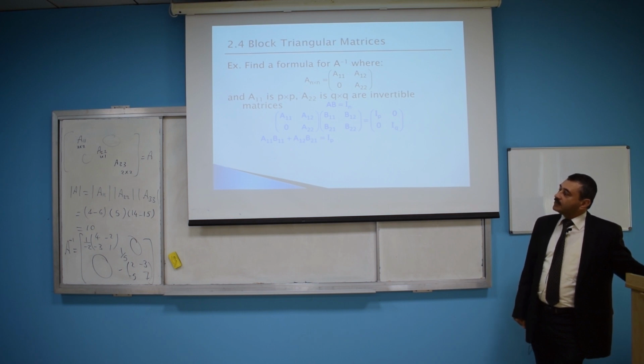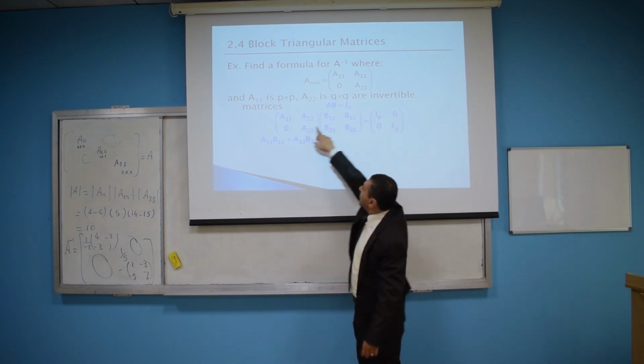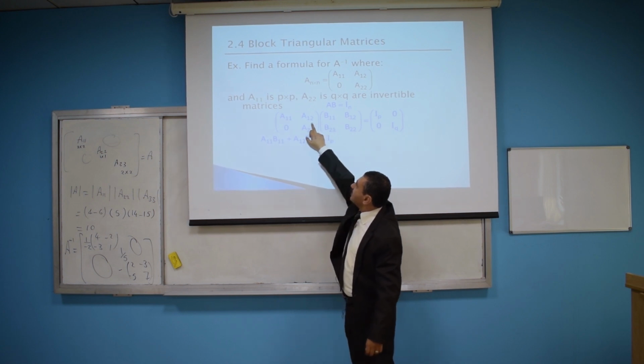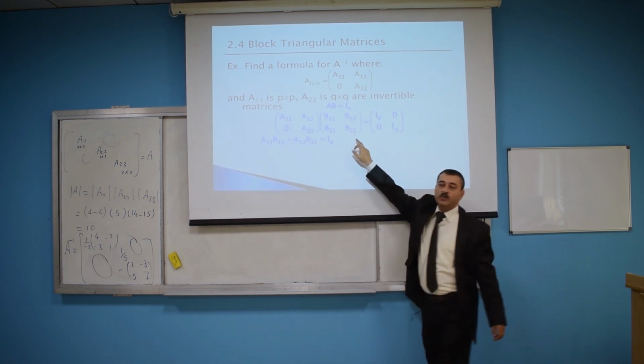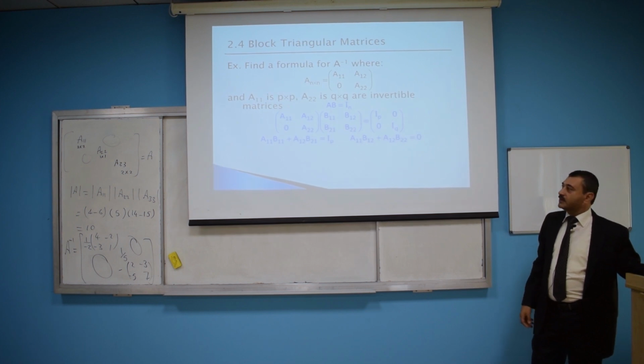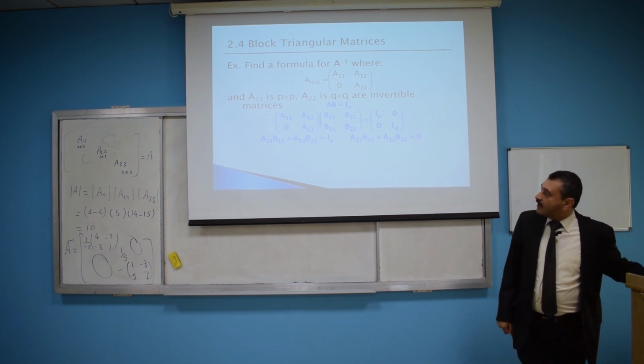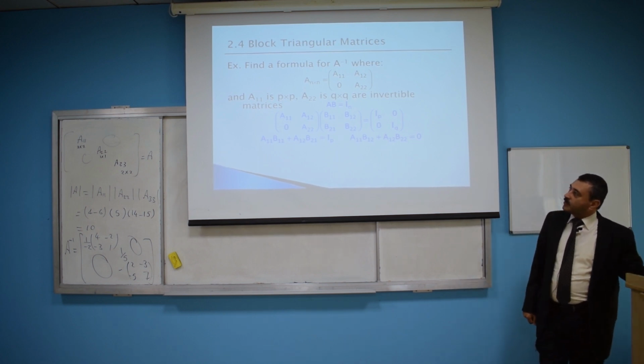A11 B12 plus A12 B22 equal to 0. That's the second block. بعدين نيجي بقى للsecond row blocks. The first block in the second row يبقى ايه 0 plus A22 B21 equal to 0, and the last block.